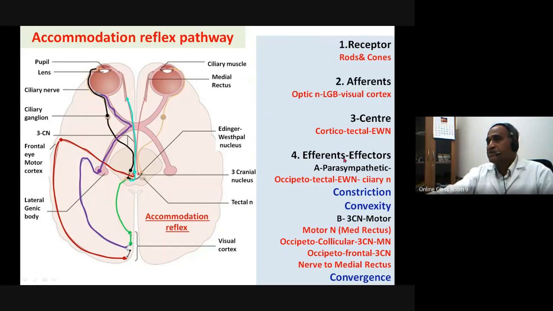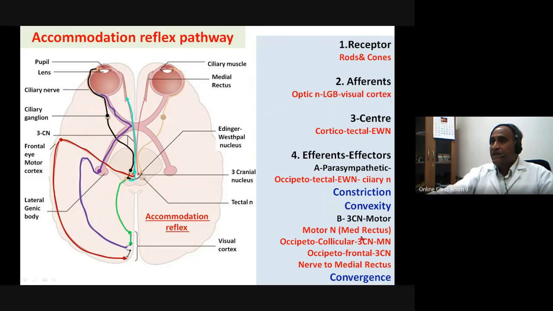Efferents, what are the efferents? The efferents are in the parasympathetic division. That is the third cranial nerve going to the ciliary ganglion, and that supplies the constrictor pupillae, causing constriction of the pupil, and supplies the ciliary muscle and reduces the tension on the lens and makes it bulge. So it is the occipitotectal Edinger-Westphal nucleus and the ciliary nerve, and that brings about constriction of the pupil and convexity. These blue ones are the actions I have mentioned.